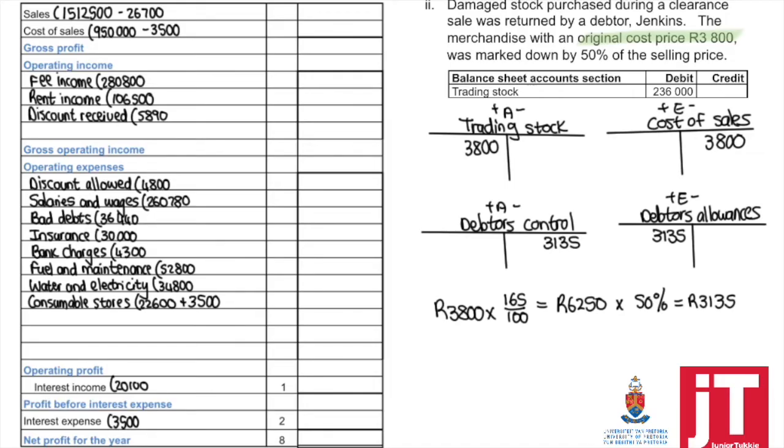So now make sure that you take debtors' allowance is an expense which will increase, but it's always closed off to your sales. And that's why we've got minus 3,135. Do not leave that open. Attempt it. Write something there. But if goods were returned by a debtor, it means that our sales will decrease.